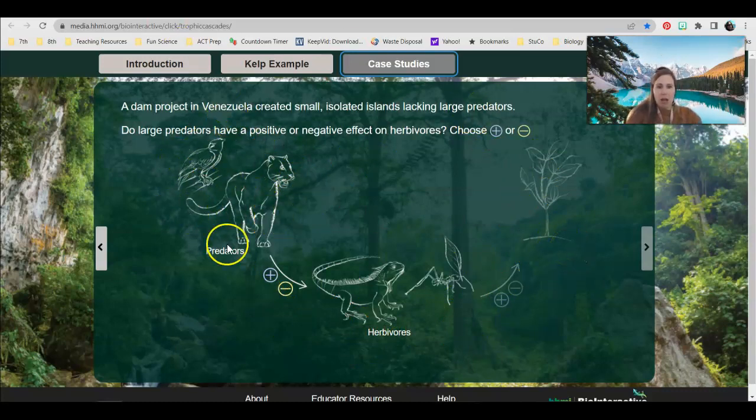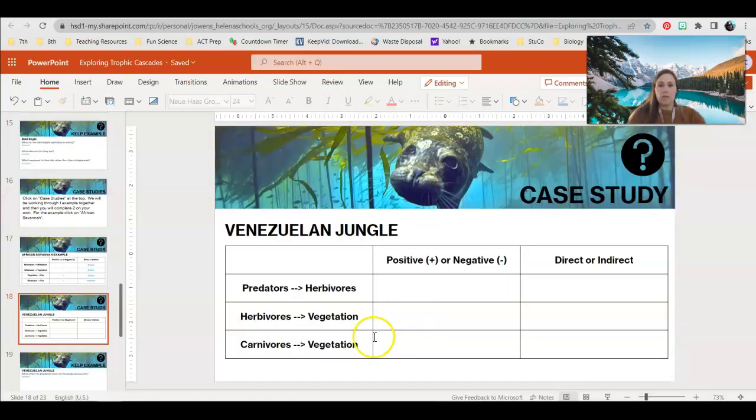And then having those large predators. So do large predators have a positive or negative effect on herbivores? Choose plus or minus. So the whole premise behind this is a dam project in Venezuela created small isolated islands lacking large predators. So if we were to get rid of those predators, what happens to our vegetation in this trophic cascade? Okay. So carnivores to vegetation is going to be your guys' final one that you look at that you're going to have to think about.